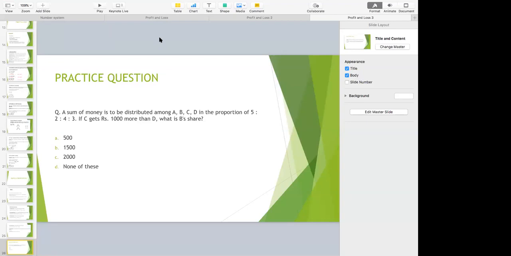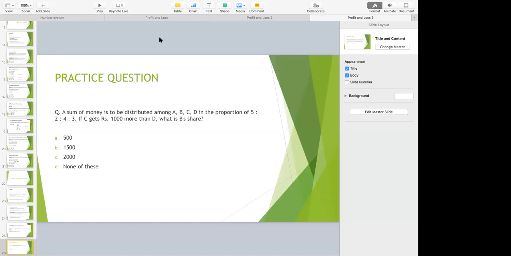What I will do is, I'll say that 5 plus 2 plus 4 plus 3 becomes how much? 7, 11, 14. So in my mind, it means that first of all, that sum of money will be broken into 14 equal parts. I'll divide that sum of money into 14 equal parts. Out of those 14 equal parts, 5 parts will go to A, 2 parts will go to B, 4 parts will go to C, and 3 parts will go to D, right?